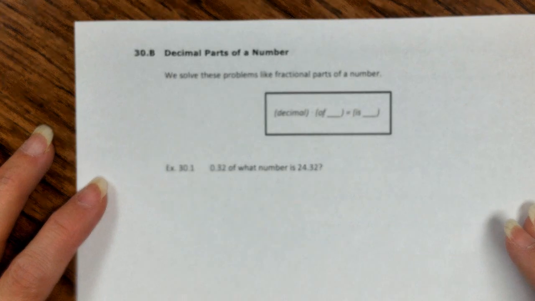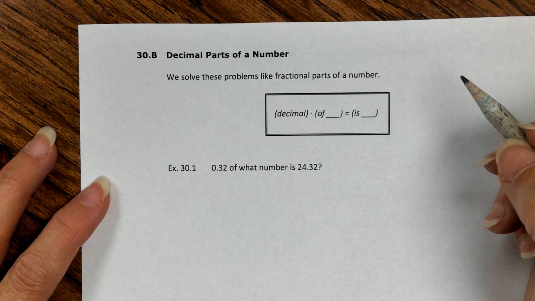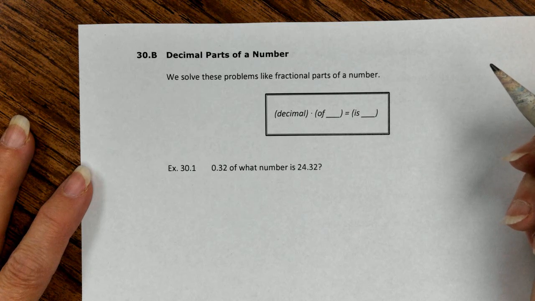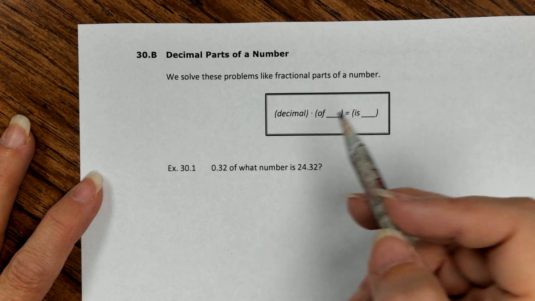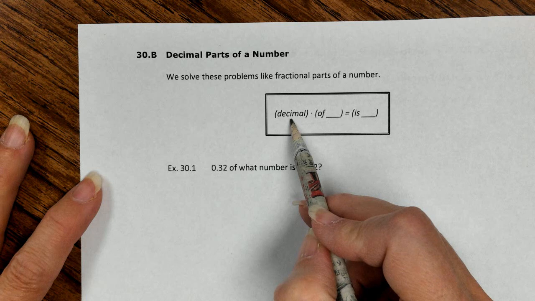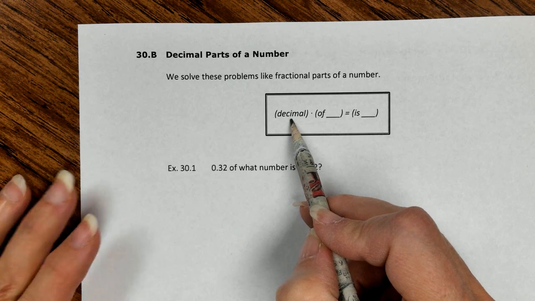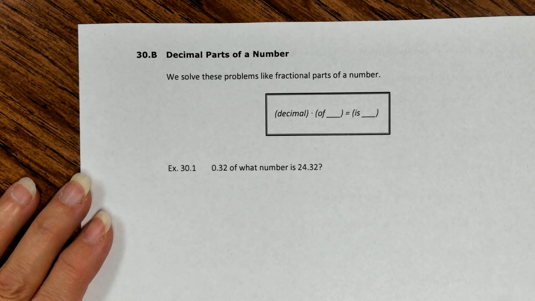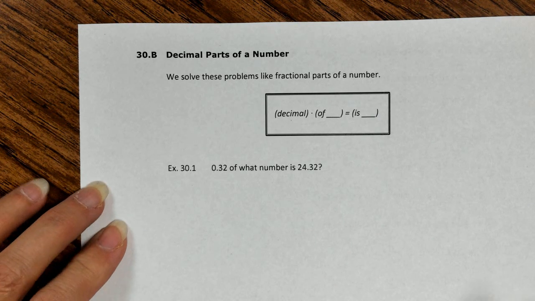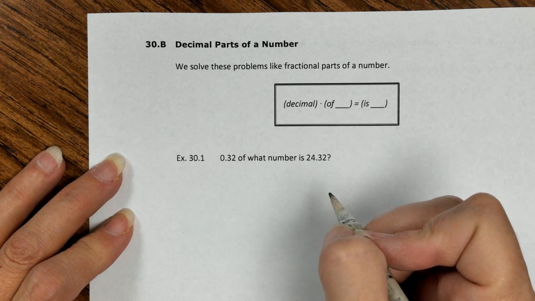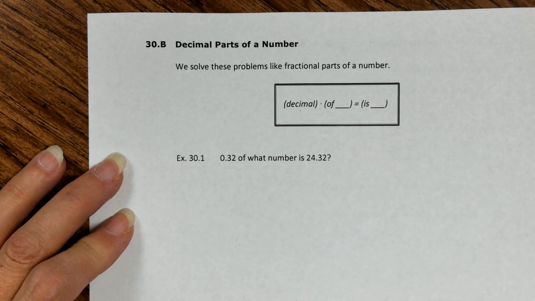Decimal parts of a number, just like it says here, we solve these problems like the fractional parts of a number we did a couple lessons back. In the other one you had the word fraction in there. Now it's a decimal. They're basically the same thing. They're both like part of a number. So this is pretty straightforward. We have 3 examples, and then that'll be that.